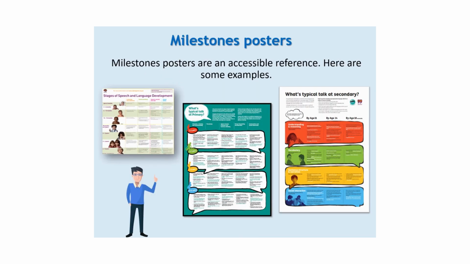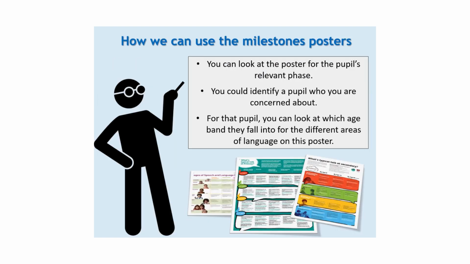Milestone posters. Milestone posters are an accessible reference. Here are some examples. How we can use the Milestones posters. You can look at the poster for the pupil's relevant phase. You could identify a pupil who you are concerned about. For that pupil, you can look at which age band they fall into for the different areas of language on this poster.